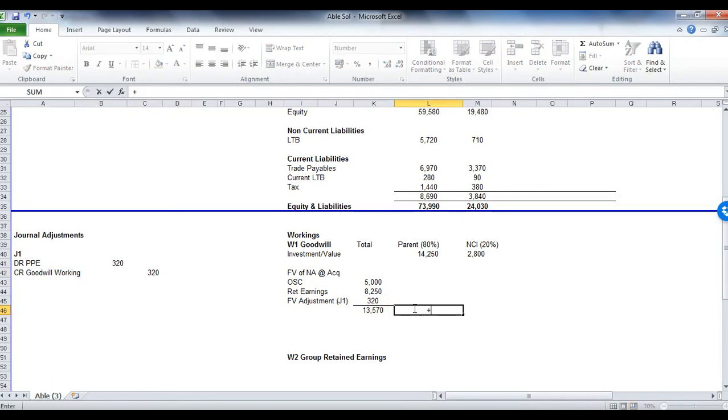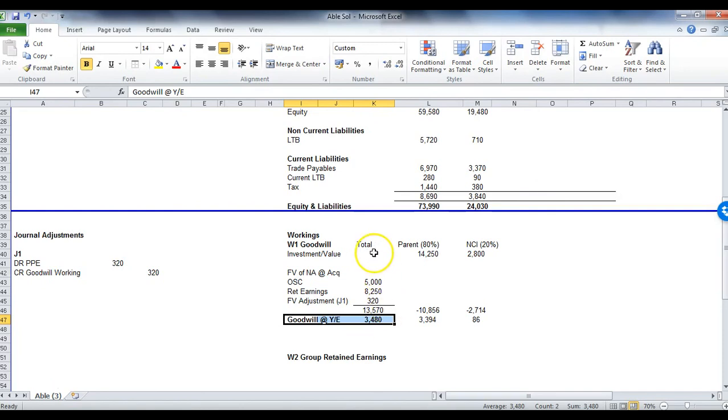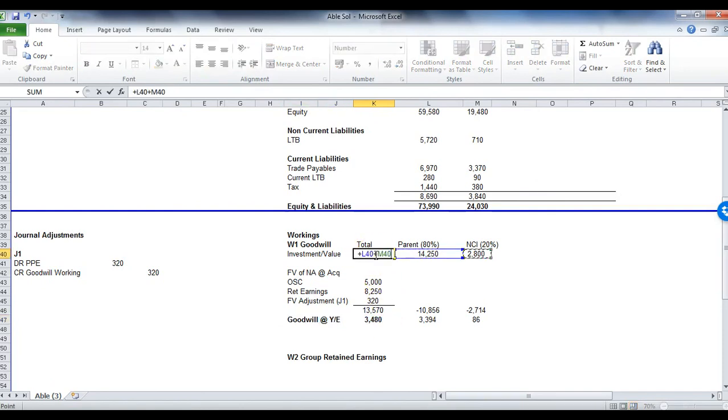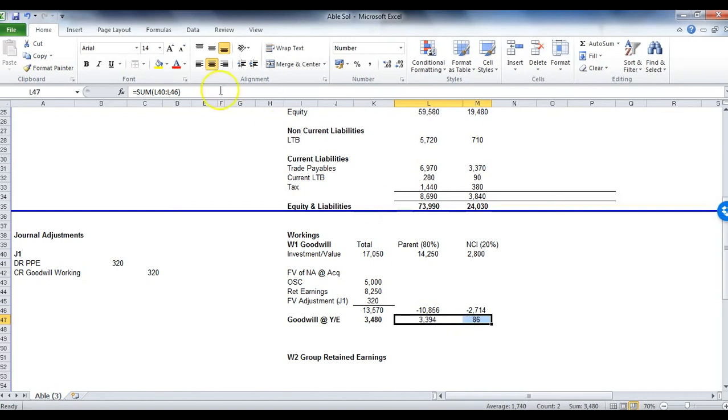And now we split that between 80% here and 20% here. So the goodwill here, if we look at the difference, is 3,394, and the goodwill attached to the NCI is 86, giving total goodwill for the year. Goodwill at year end is 3.48 million. And of course you can get that by adding these two together and taking it away from 13,570 as well. So we just did it separately to show how it's split up. But the overall answer is goodwill at acquisition is 3,480.